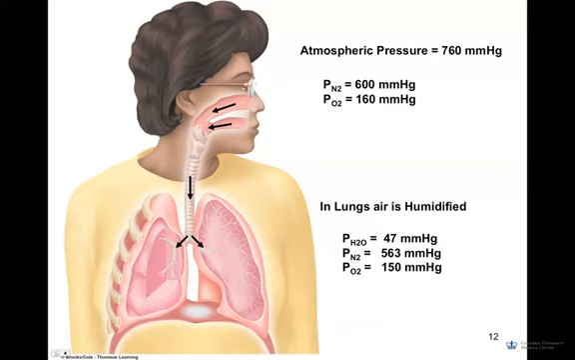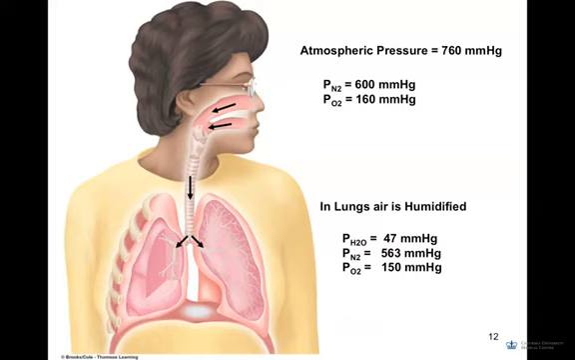The water vapor humidifies the air in our respiratory system, and it keeps our membranes moist, and it maintains the health of the airways. So the partial pressure of the water vapor, the PH2O, is about 47 millimeters of mercury. That's going to dilute the air that we take in when we breathe in.